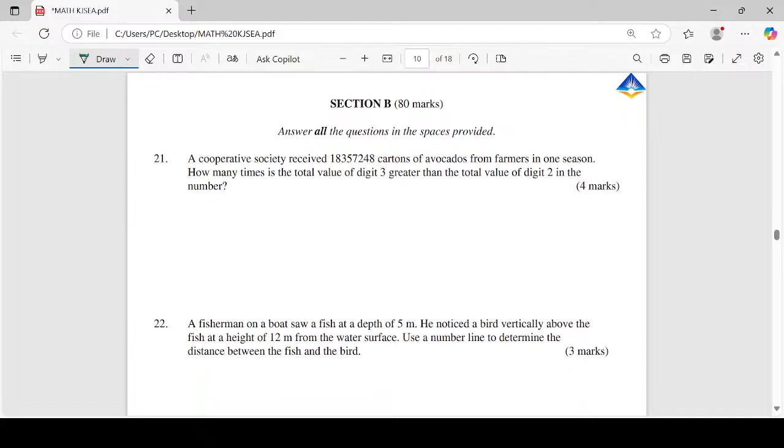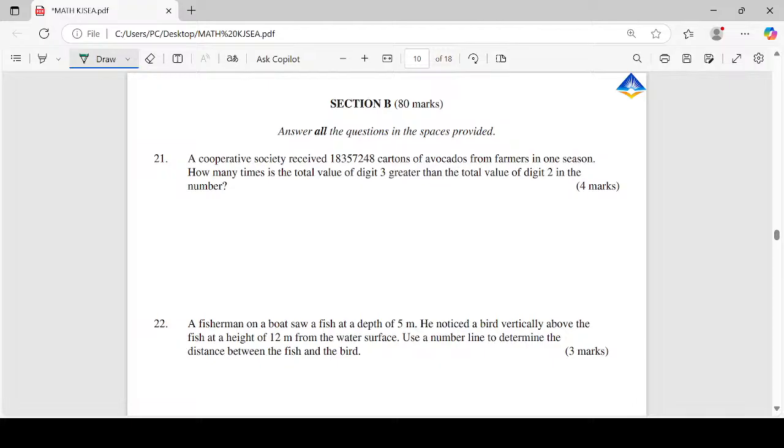A cooperative society received 18,357,248 cartons of avocado from farmers in one season. How many times is the total value of digit 3 greater than the total value of digit 2?